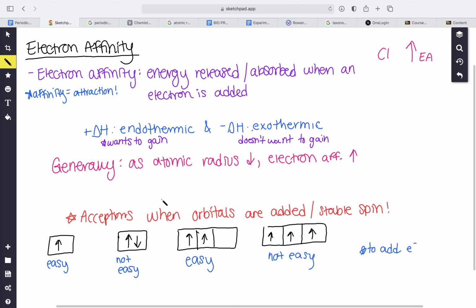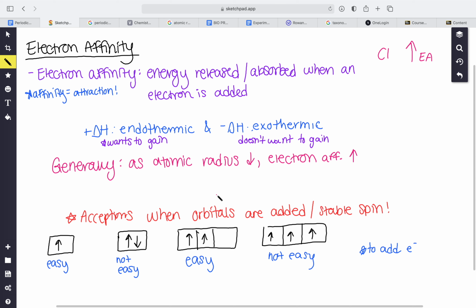So I have written here also that generally as atomic radius goes down, the electron affinity goes up. So same thing with the periodic trend, right? As you move across, the electron affinity is going to go up, and as you move up, the electron affinity is also going to go up. But again, there are exceptions to this when the orbitals are added or they're in the same spin, right?